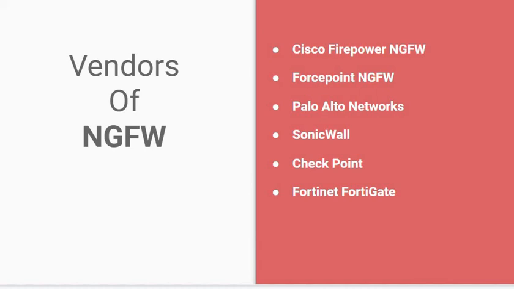So these are some companies, starting from Cisco Firepower, then ForcePoint, Palo Alto Networks, which are quite cheap and also work better than most of the NGFW. And next, the SonicWall, Checkpoint, and the Fortinet FortiGate. So these are some slides related to the next generation firewall.